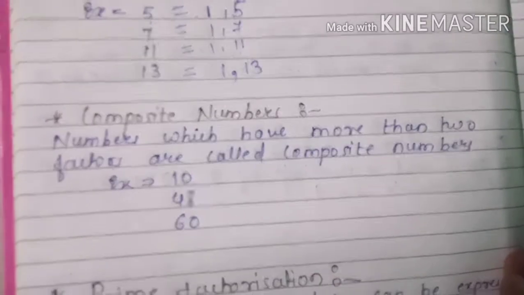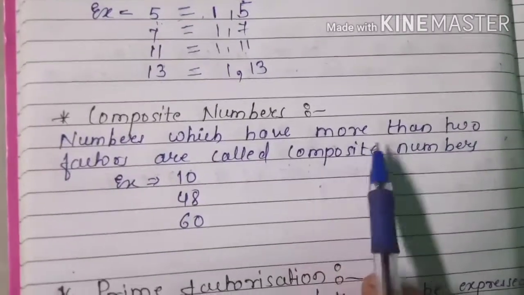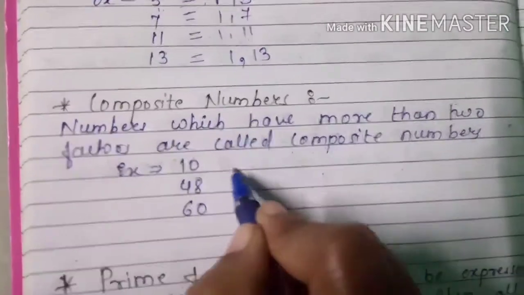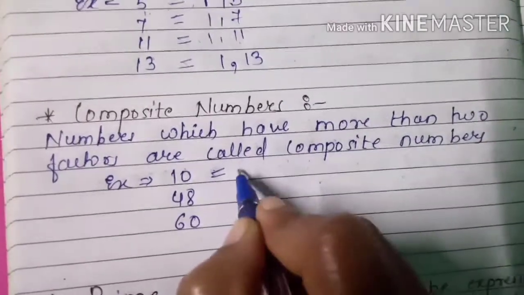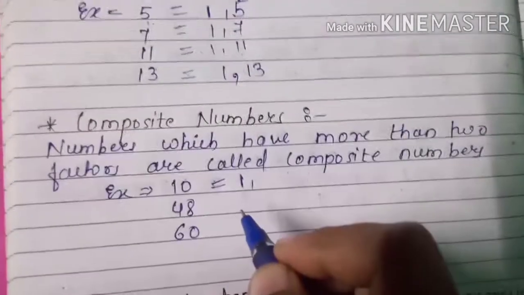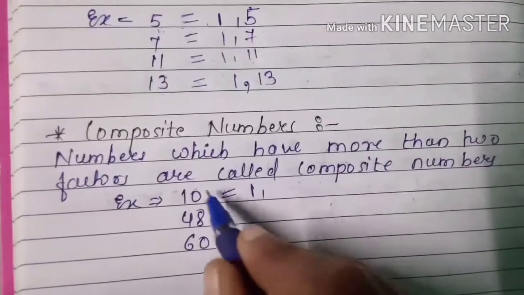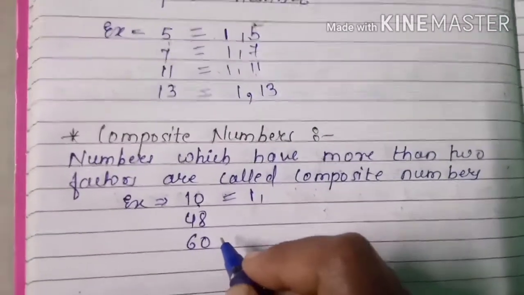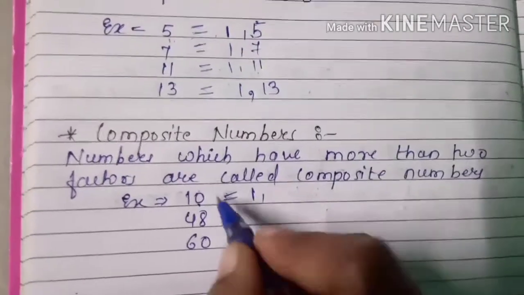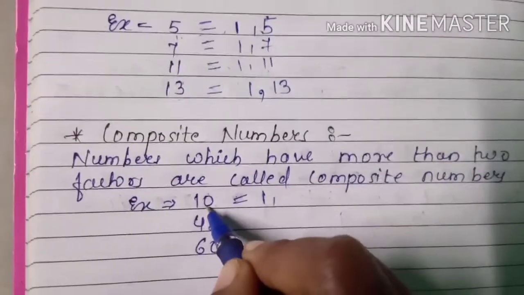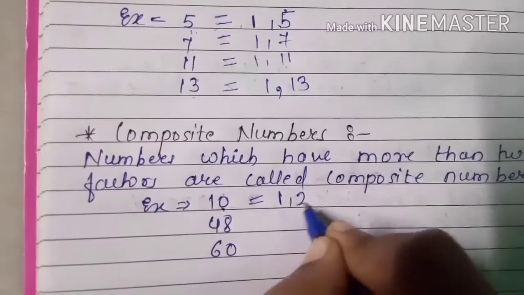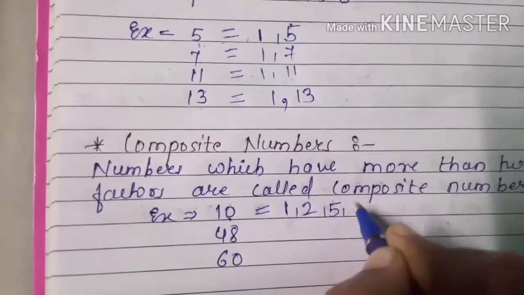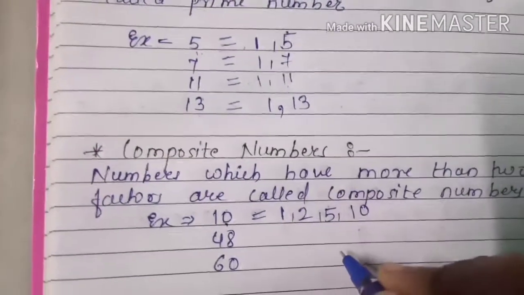So composite numbers means what? Numbers which have more than two factors are called composite numbers. So see here, 10. 1 is a common factor of all numbers. Second, see 10 is present in the 2's table. Otherwise you have to apply the divisibility rules here. Okay, 0 is present, which means it is divisible by 2. Then it is a multiple of 2. Then again 10 is present in the 5's table as well as in the 10's table also.